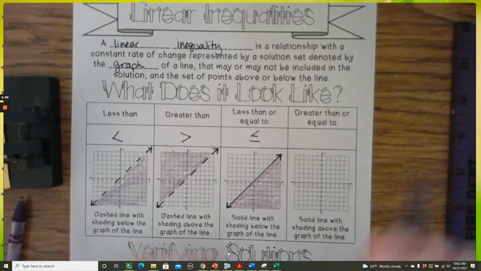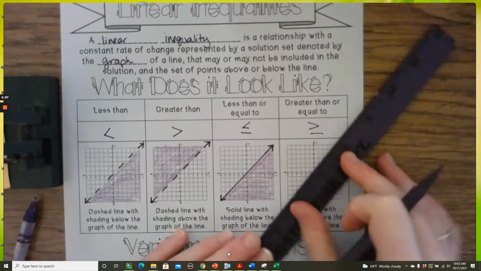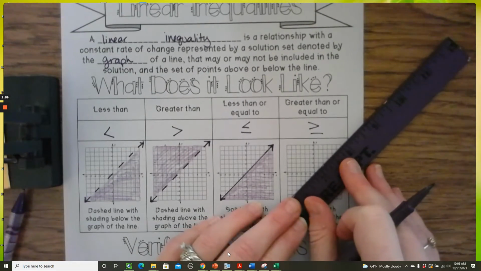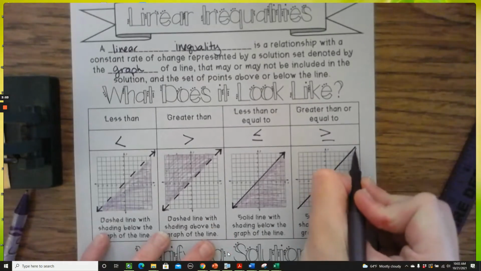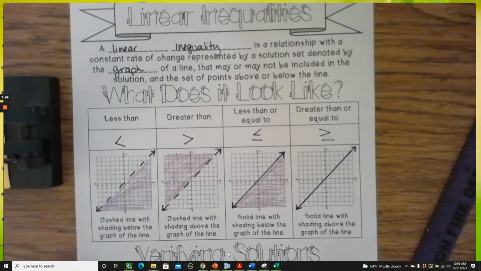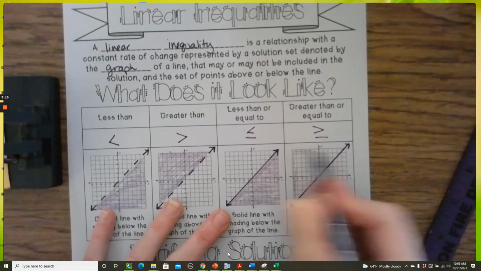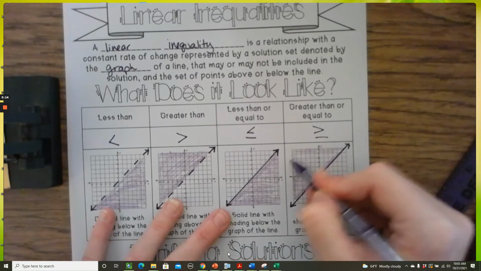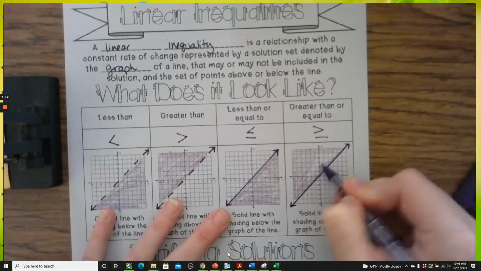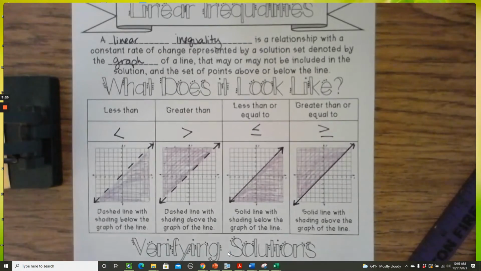And then greater than or equal to would be a solid line again. Okay, but we would shade above this line. Okay, so that's just what the graphs look like.